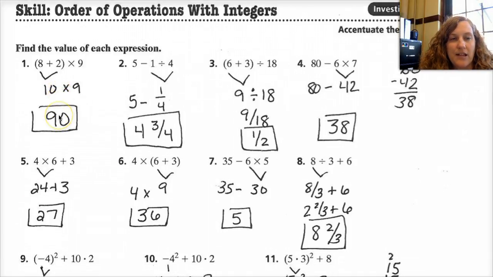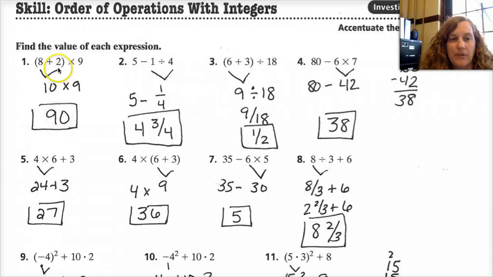First question, find the value of each expression. 1, 8 plus 2 times 9. We have grouping, so we do 8 plus 2 is 10, times 9 is 90. 2, division first, 1 divided by 4. And you might be like, 1 divided by 4, well, it's just a fraction, 1/4. Then you have 5 minus 1/4, which is 4 3/4, or 4.75, or 4 75/100.